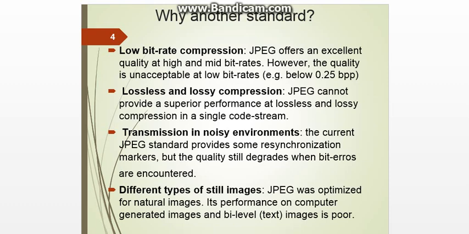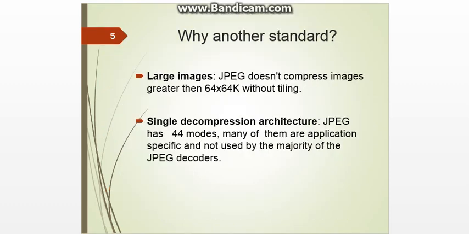The next is large images. JPEG does not compress images greater in size than 64K x 64K without tiling, and it has a single decompression architecture. JPEG has 44 modes. Many of them are application specific and not used by the majority of the JPEG decoders.